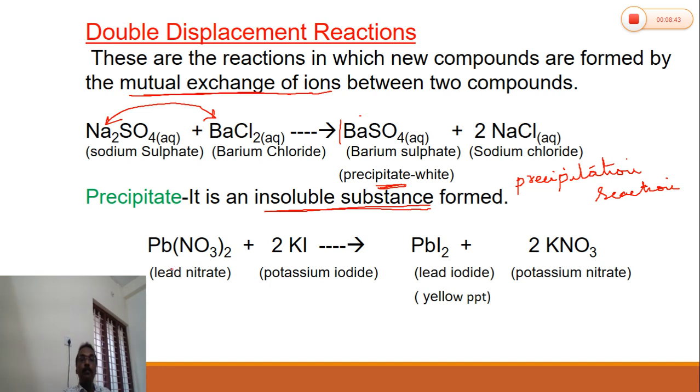Another example: Pb(NO3)2 plus 2KI gives PbI2 plus potassium nitrate. When lead nitrate and potassium iodide, both colorless solutions, react, we get a yellow precipitate of lead iodide, PbI2. This is also an example of double displacement. At the same time, it is a precipitation reaction. So precipitation reactions are the reactions in which a precipitate is formed. Double displacement means mutual exchange of ions between two compounds.